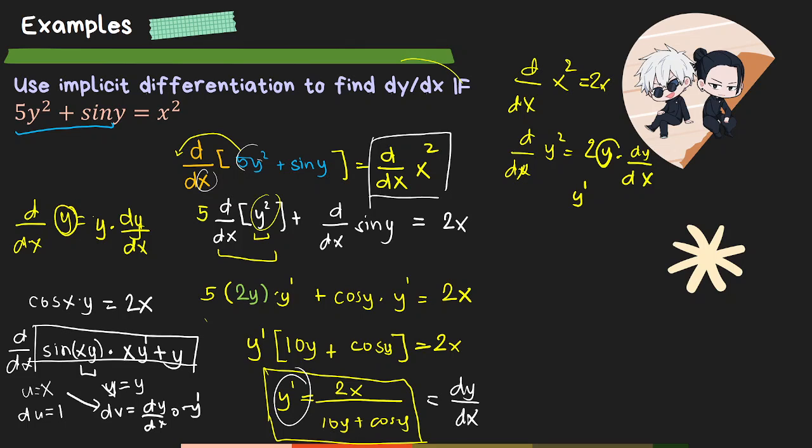So ano ulit yung nakalimutan ko yung arrangement niya. Yung arrangement ng product rule. Ha, di ba meron tayong u dv plus v du. So this is u, x. Ito yun. v dv, we have this one, y prime, plus y, which is v. So bakit walang du? Kasi 1 yun.